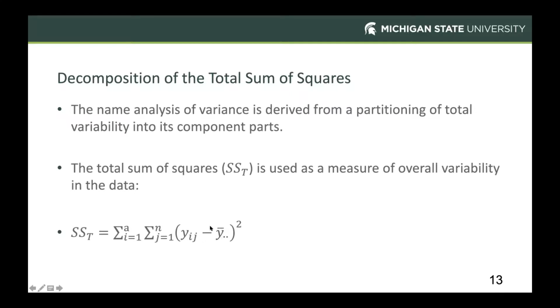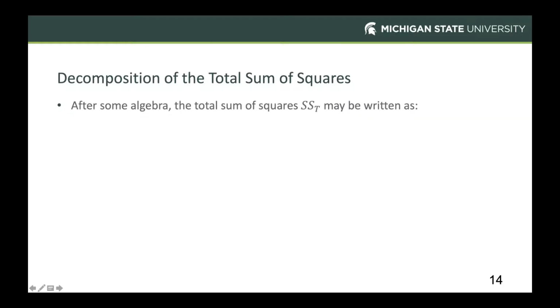Okay, and so we take that sum of squares difference of each individual data point from the overall mean, we add it within each of our groups, and then we add it across each of those groups. This is basically just the numerator of our sample variance calculation. And after a little bit of algebra, we'll see that we can take that total sum of squares and partition it into two distinct parts.